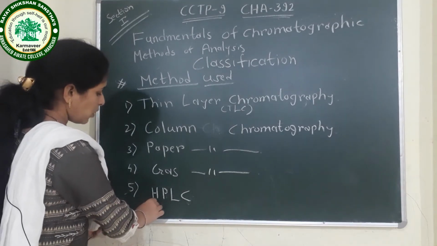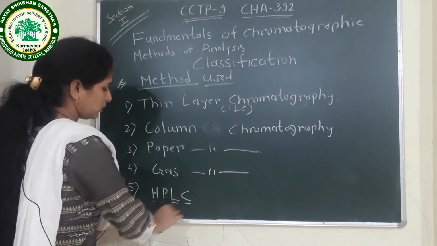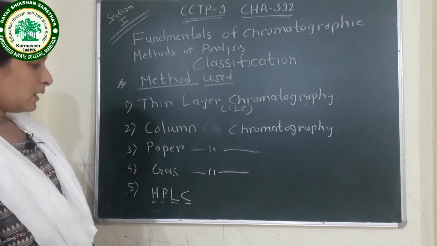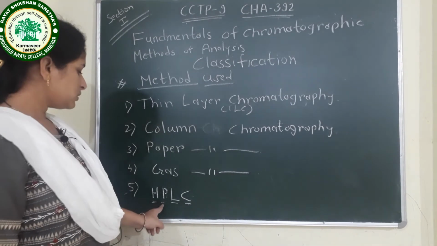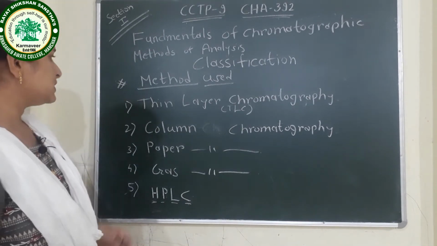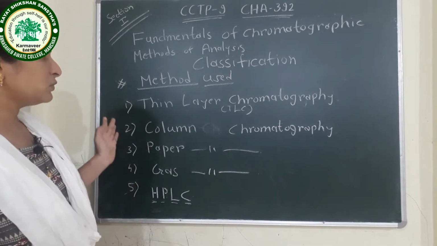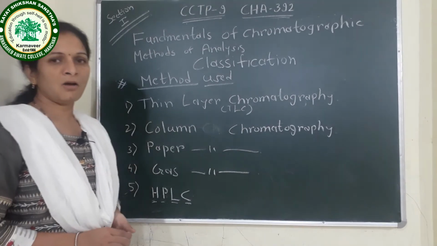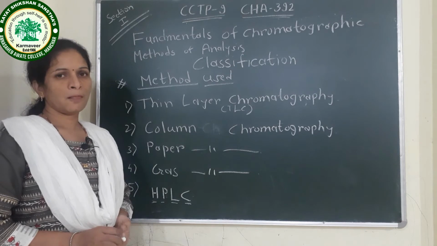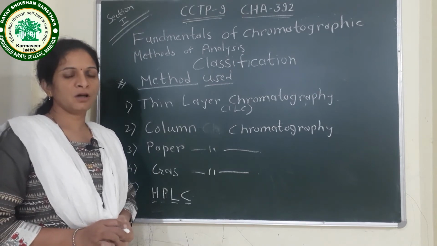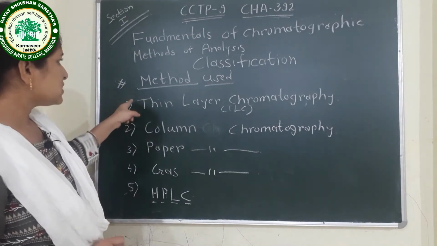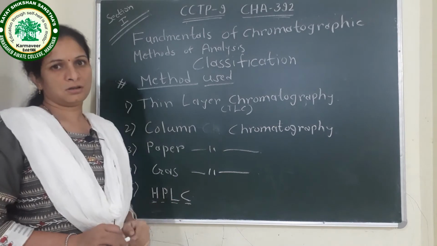The HPLC is what? High performance liquid chromatography. This is also solid liquid chromatography. In HPLC, on the basis of the partition, the separation of the components takes place. These are the classification on the basis of the method used. We have seen the classification on the basis of the stationary phase and mobile phase used, then classification on the basis of the interaction of the solute with the stationary phase, and the classification on the basis of the method used.